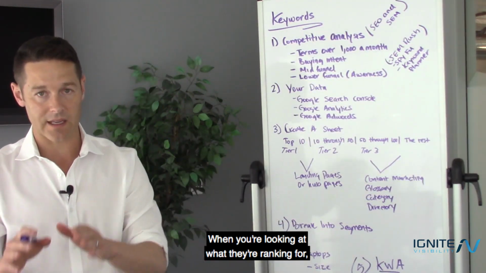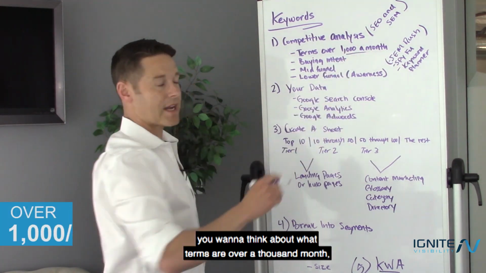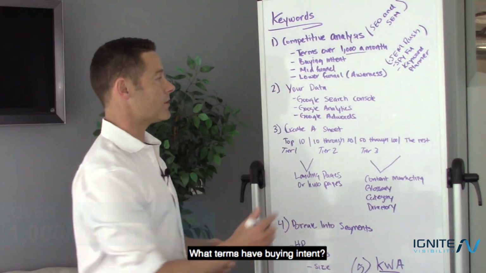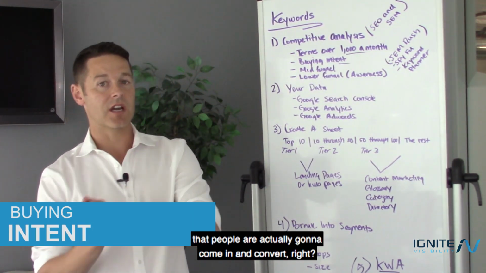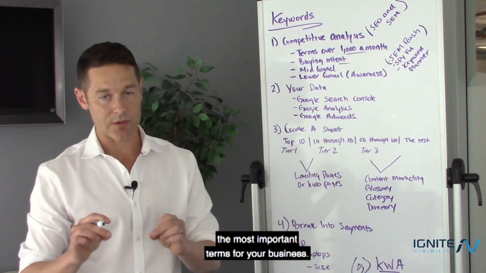When you're looking at what they're ranking for, you want to think about what terms are over 1,000 a month so that there's enough search volume that it really makes it worth it for you. What terms have buying intent? So what terms are ones that people are actually going to come in and convert, right? Because those are going to be the most important terms for your business.